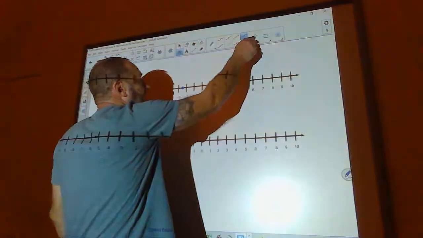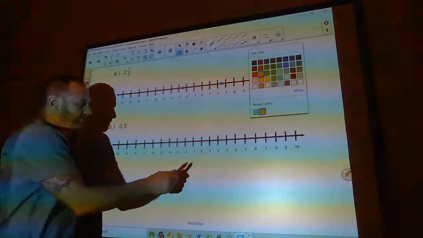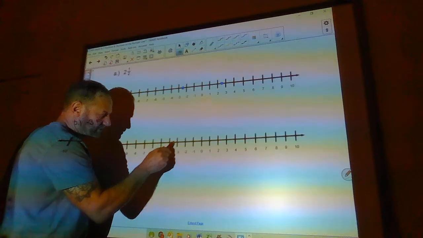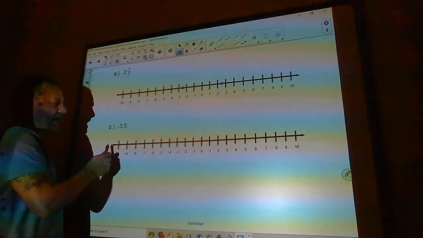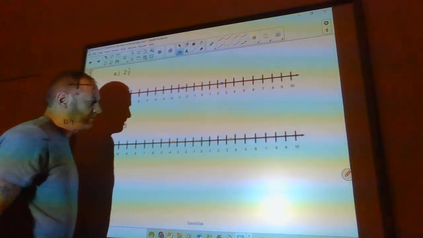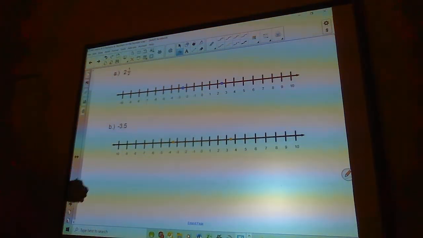-3.5, okay, let's be careful, this is the scary one. -3.5, -1, -2, -3, and another half is going to go right there. Its opposite would be 3.5, which would be right there. Okay, so just be careful with the negatives. Nobody ever misses the positive ones. They always mess up the negatives.